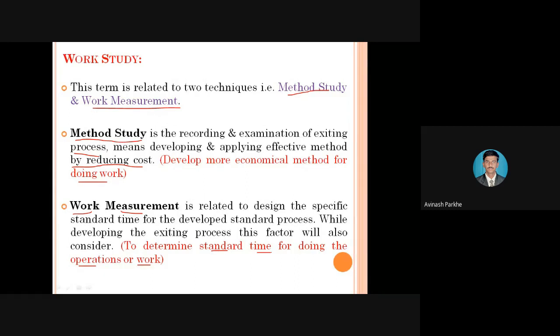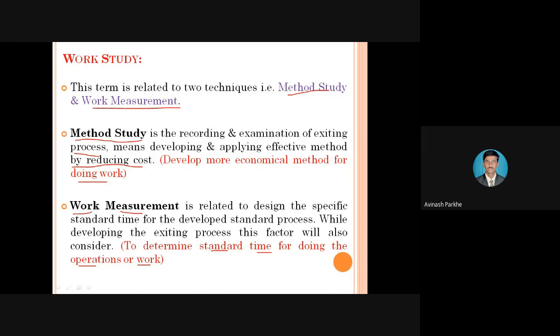So please identify the difference between the method study and the work measurement. In method study, we are only changing the manufacturing process, only developing the manufacturing process, but we are not measuring it. So for measuring the existing process, for measuring the new process, we are implementing the second concept, which is called work measurement. That means in method study, we are only doing the modification in the new process or in the existing process, but whatever time we are measuring, we measure it in the second concept, that is work measurement, means measure the standard time.